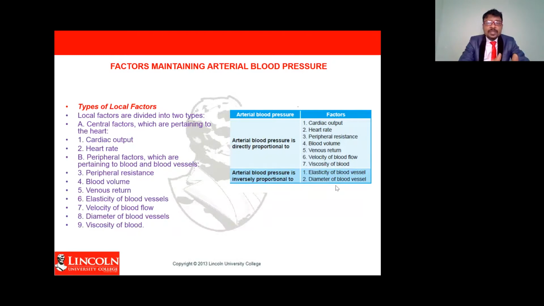So that is the difference: in the artery, the pressure is going to be increased. Why? The lumen size is going to be smaller than in the veins. So these are some of the factors maintaining the arterial blood pressure.